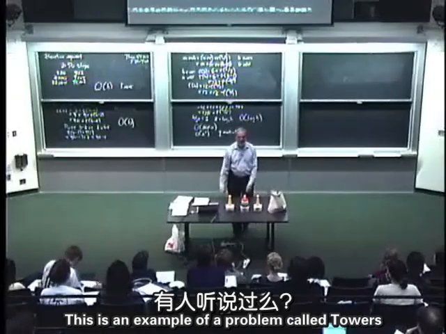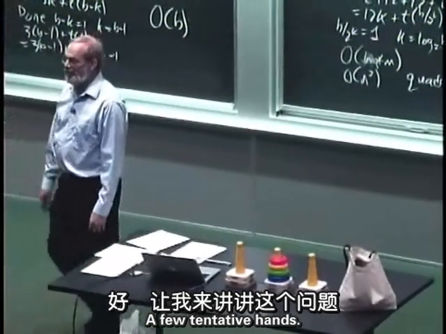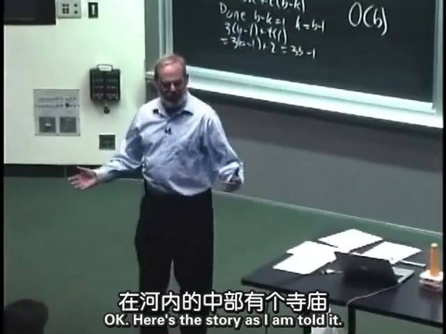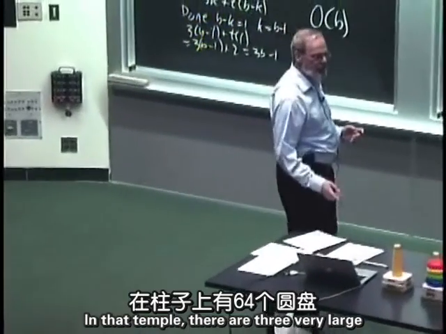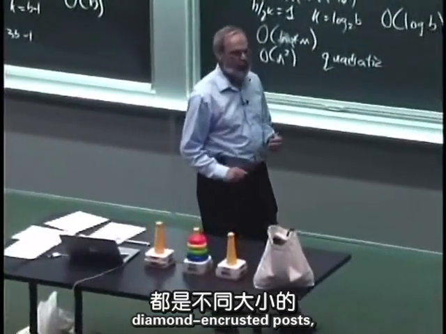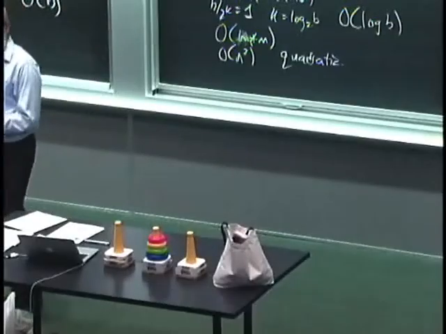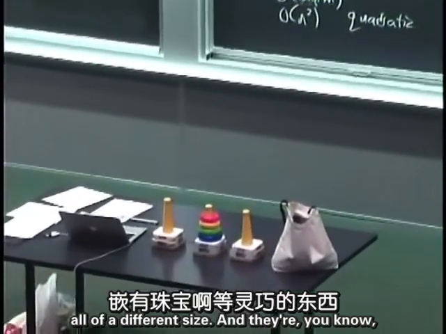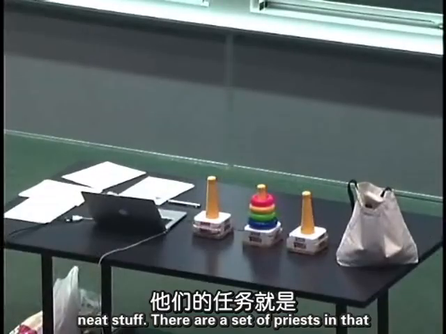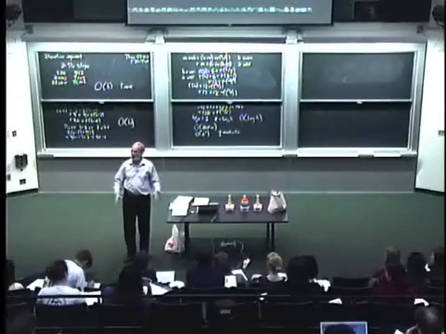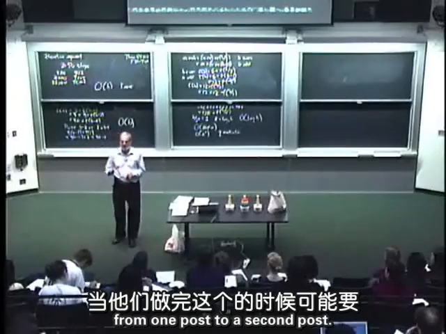This is an example of a problem called Towers of Hanoi. Anybody heard about this problem? A few tentative hands. Okay. Here's the story as I'm told it. There's a temple in the middle of Hanoi. In that temple, there are 3 very large diamond-encrusted posts. And on those posts are 64 discs, all of a different size. And they're covered with jewels and all sorts of other really neat stuff. There are a set of priests in that temple, and their task is to move the entire stack of 64 discs from one post to a second post.